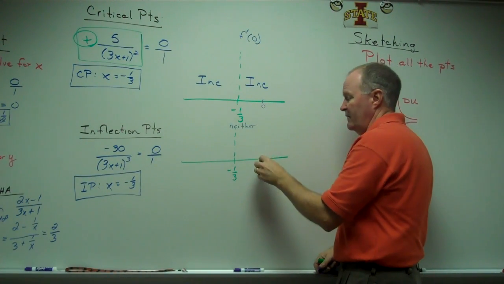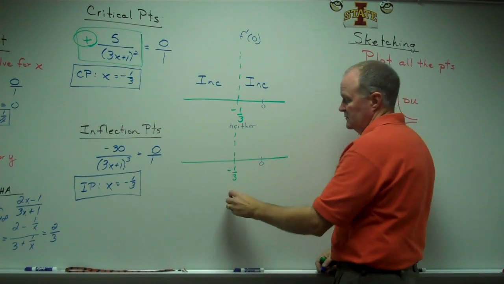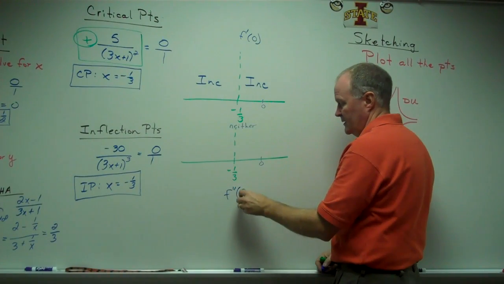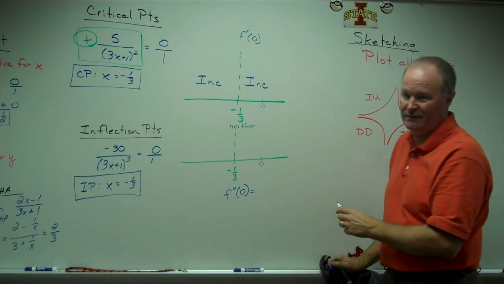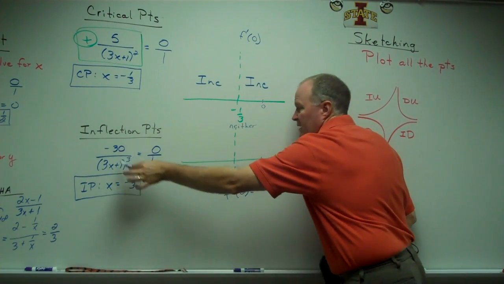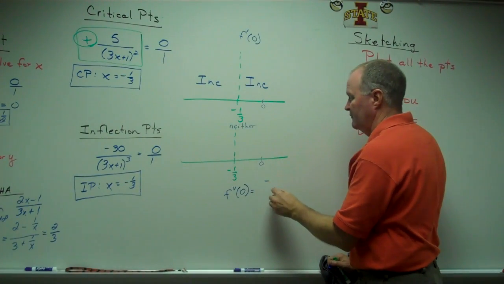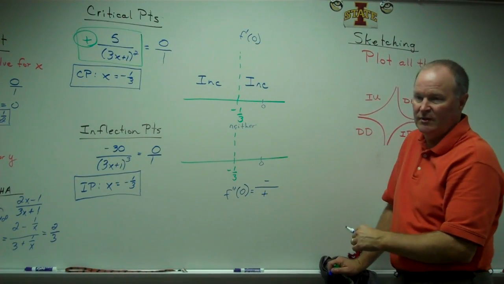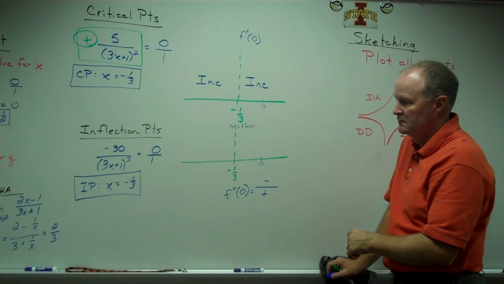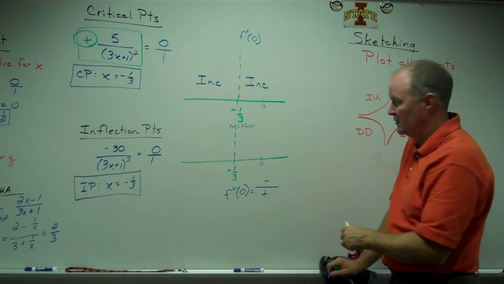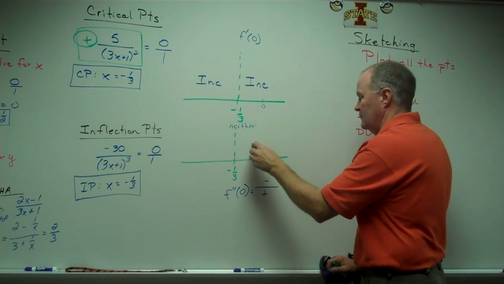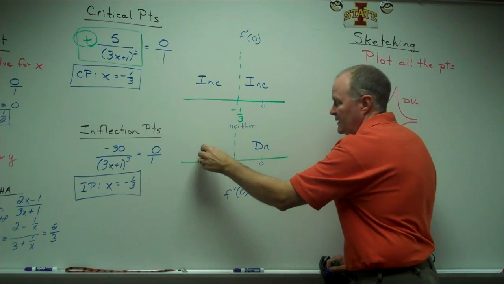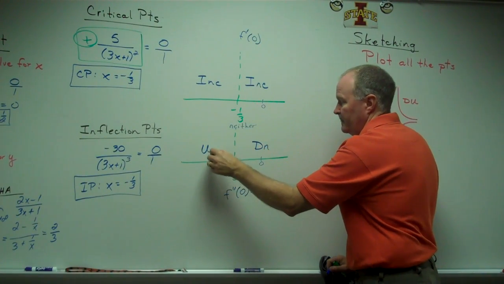So in the same manner, I'm going to have to pick a number and plug it into the second derivative. If I plug it in there, the top's negative and the bottom is positive. So it's concave down. And then this is concave up.